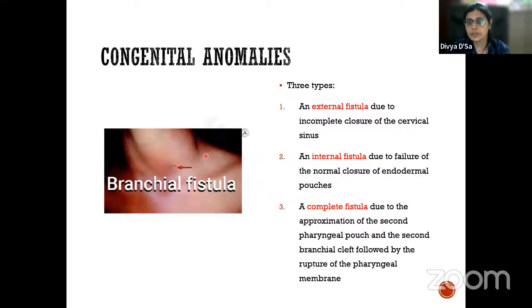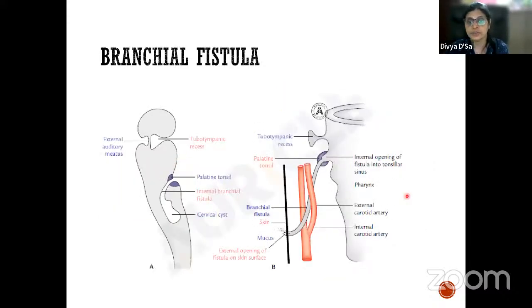An external fistula is due to incomplete closure of the cervical sinus. Internal fistula: the endodermal pouches fail to close. A complete fistula is due to approximation of the second pharyngeal pouch and the second branchial cleft. Both approximate, and the membrane present between them ruptures. Because of that, there is a common passage, so it is opening on the inside also and on the outside also.